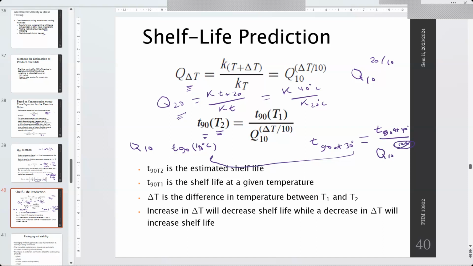If from 50 degrees, you have the data about degradation at 50 degrees, and you know the time for decrease of content till 90% at 50 degrees. You want to calculate at 30 degrees, then you substitute the one at 50 degrees. But here the difference between 50 and 30 is 20. So Q10 to the power 20 divided by 10. So Q10 square, 20 divided by 10 is 2. So divided by Q10 square.